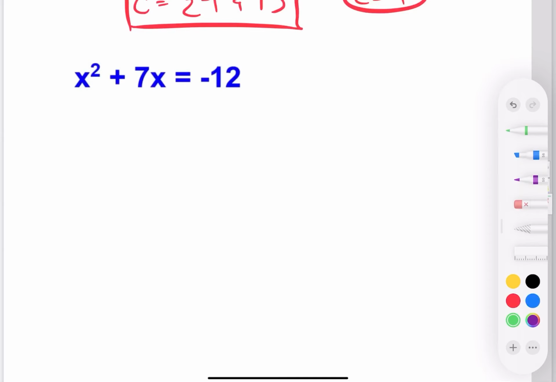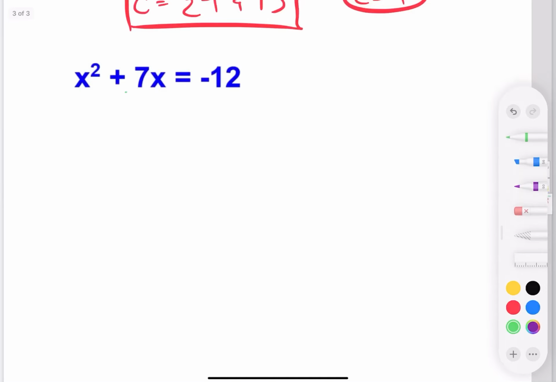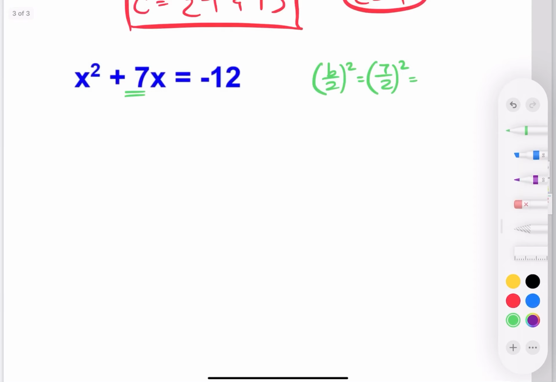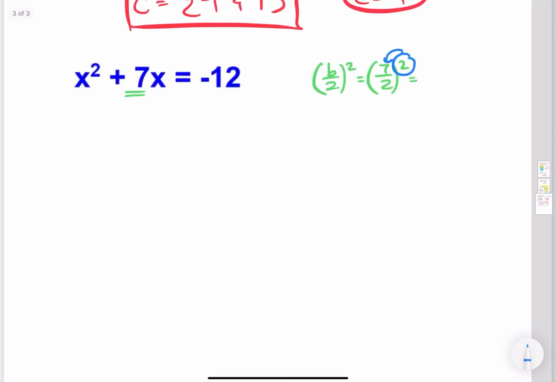So if I want to complete the square here, I've got my x squared plus 7x. So that 7 is my b value. So b over 2 squared, so that means 7 over 2 squared. Well, 7 divided by 2 doesn't give me a nice whole number. So I'm just going to take that square and square the 7 and square the 2. Well, 7 squared is 49 and 2 squared is 4, so I've got 49 over 4.